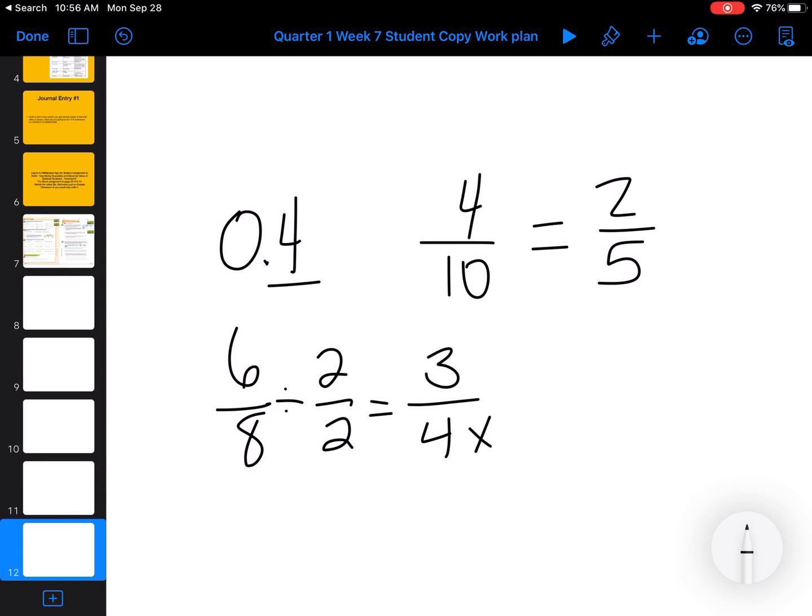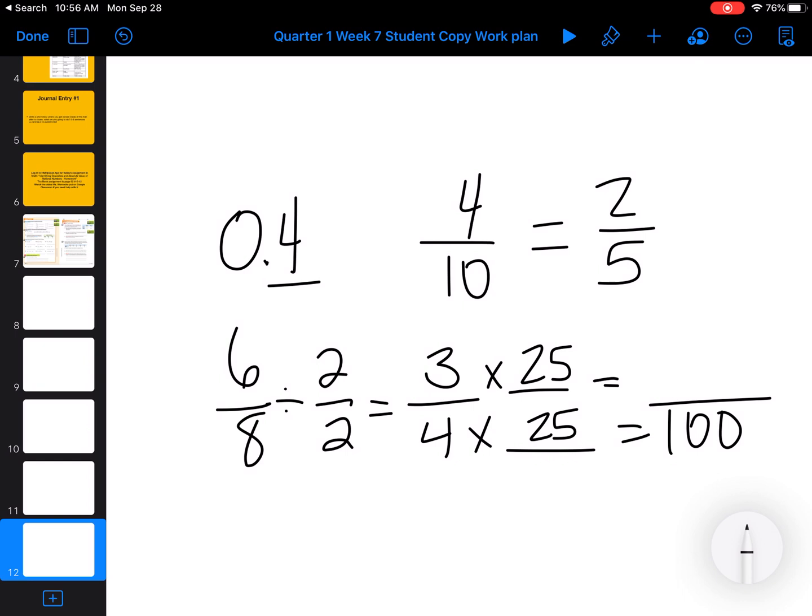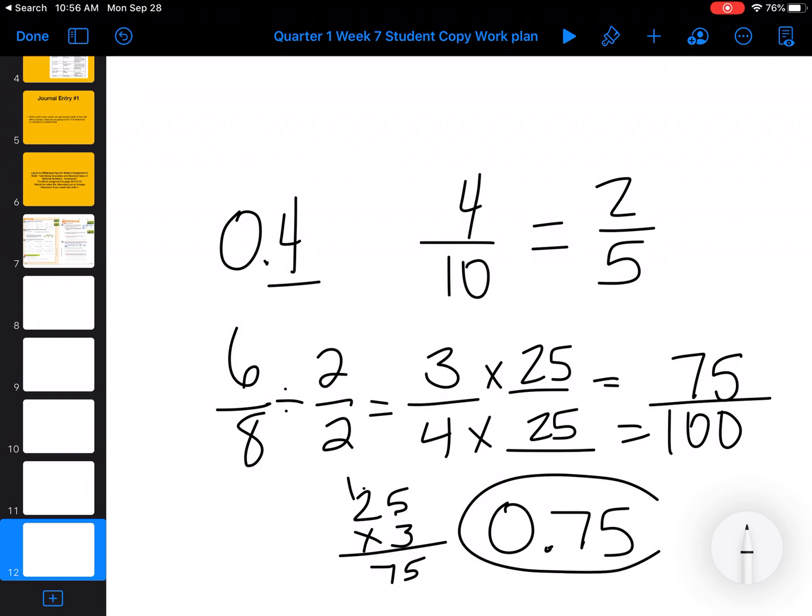Now we can multiply by some number to equal 100. So remember, 4 times 25 equals 100. So whatever I do to the bottom, I have to do to the top. 3 times 25. Well, I can't do that in my head, so I have to write it down. 3 times 5 is 15. I carry my 1. 3 times 2 is 6, plus 1 is 7. So we have 75 hundredths. So we'd write our 0.75.